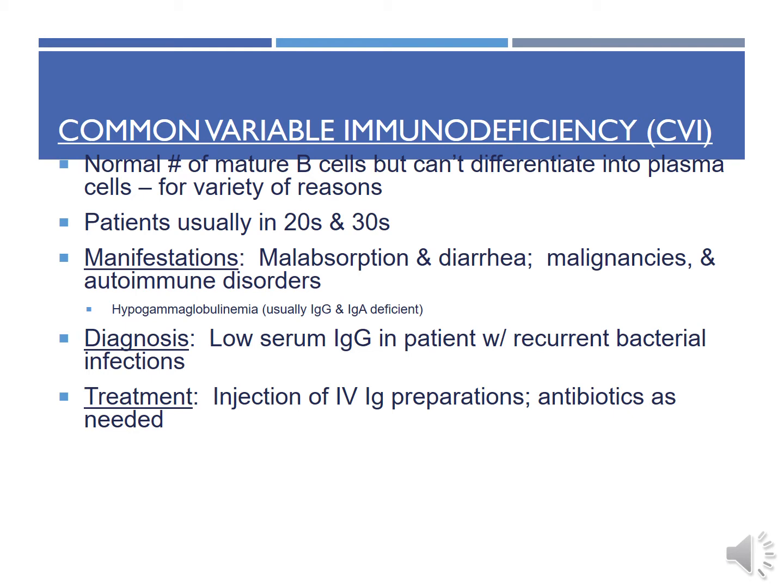Usually patients who have CVI are in their 20s and 30s, and a lot of patients will present with malabsorption and diarrhea, other malignancies, and possibly autoimmune disorders, mainly hypogammaglobulinemia, obviously, because they are not producing any antibodies, and they are usually IgA and IgG deficient. Typically, how we diagnose CVI is the patient will have a low serum IgG with recurrent bacterial infections. Recurrent bacterial infections are key in pretty much any immunodeficiency that we will talk about today.